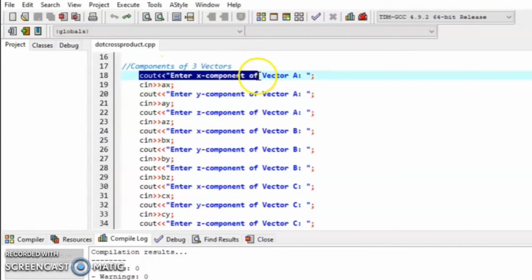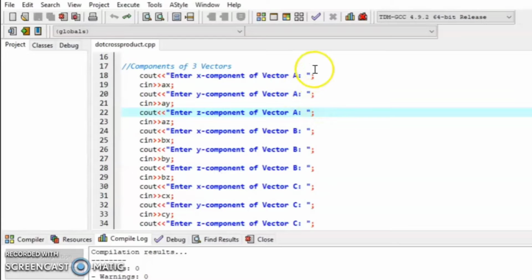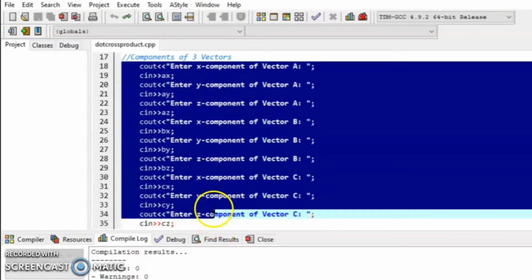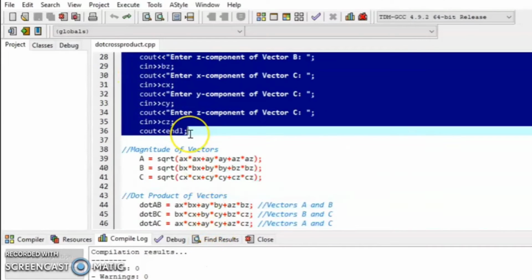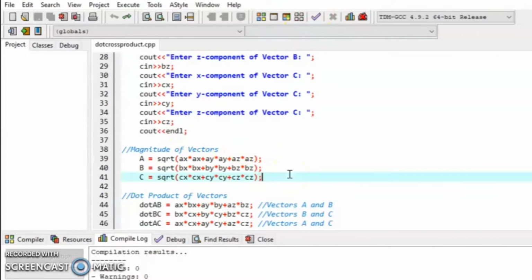So, the program will ask the user for the x, y, and z components for vector A to vector C. And in order for us to input the values, we need cin. So, this is the program for the components of vectors A, B, C.